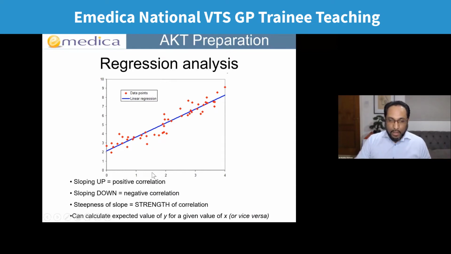But within here, there might not be a child that was 1.5, no data, but you could extrapolate by drawing a line there and working out what it's likely to be.